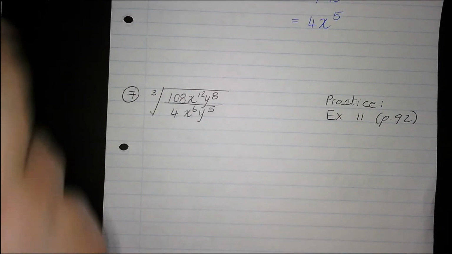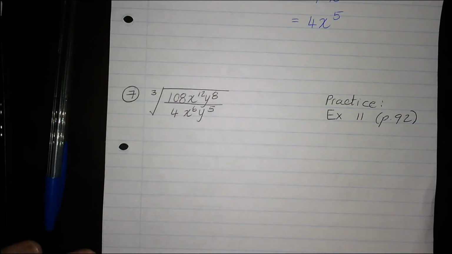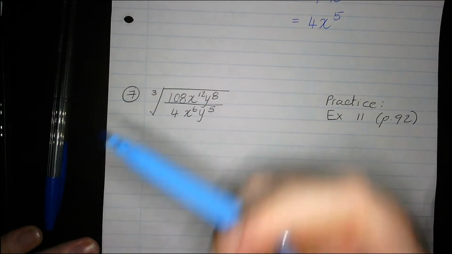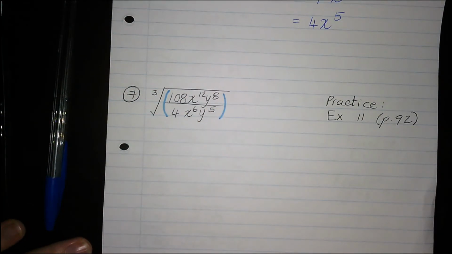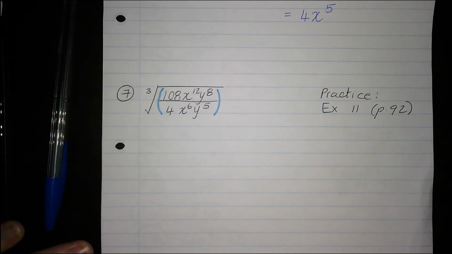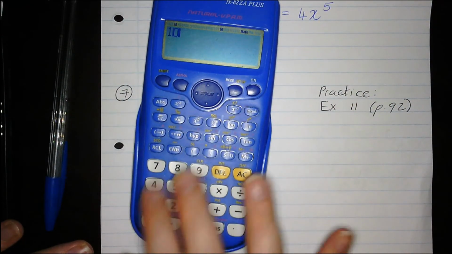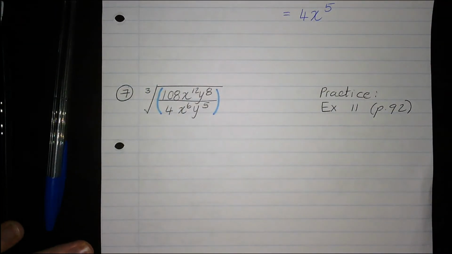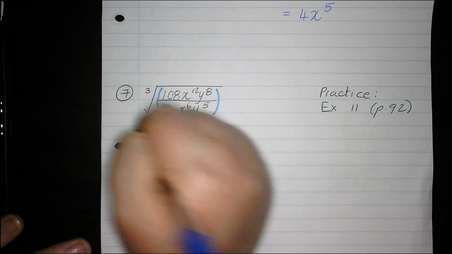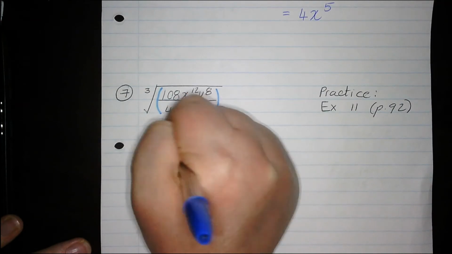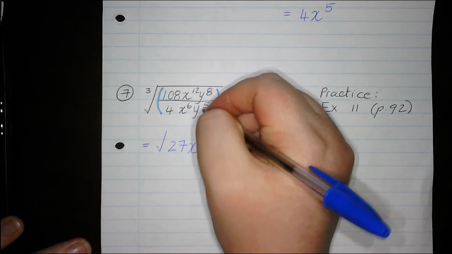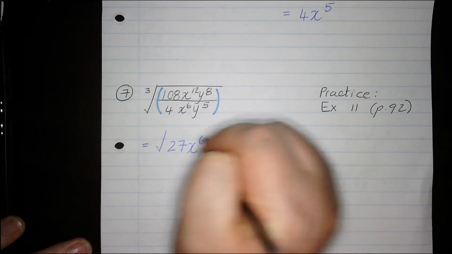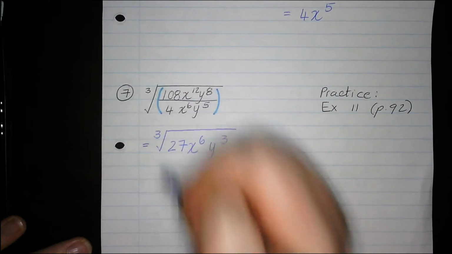Let's look at one last one, something like this. Again, you can split it over the numerator and denominator, but we usually want to simplify under the root first. So we're going to group the 108 and the 4 together. That's going to give us 27. So that's cube root of 27. Between the x's, the top one is bigger by 6. Between the y's, the top one is bigger by 3. So we simplified under the root first.